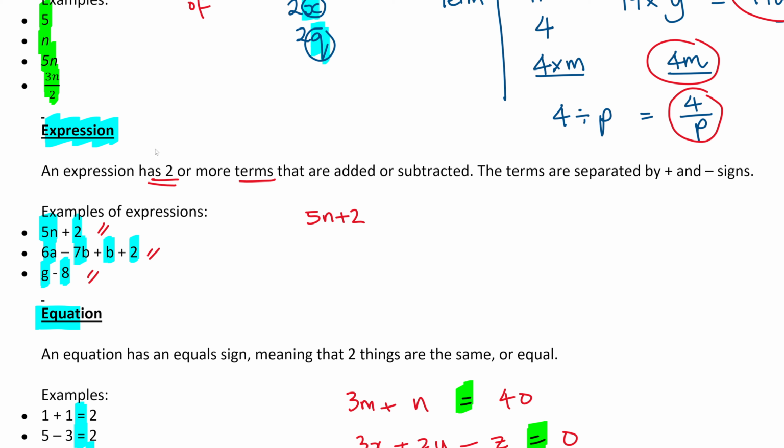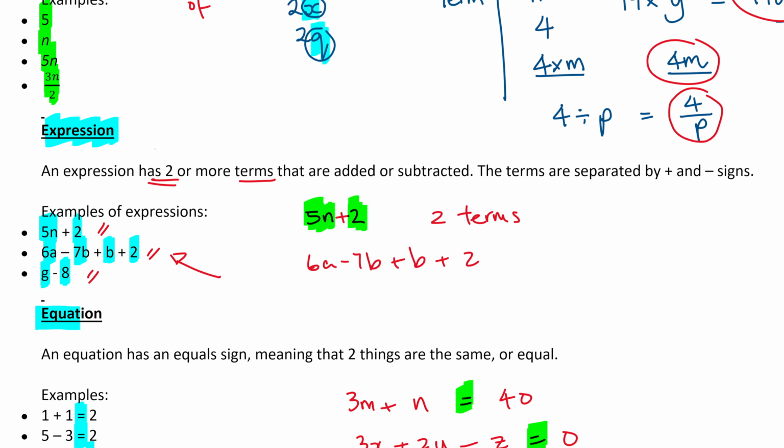So hopefully you guys thought about it. We've got one term here, we've got another term here. So that's 2 terms. And for this one over here, for part B, 6a minus 7b plus b plus 2, there are 4 terms in this one.